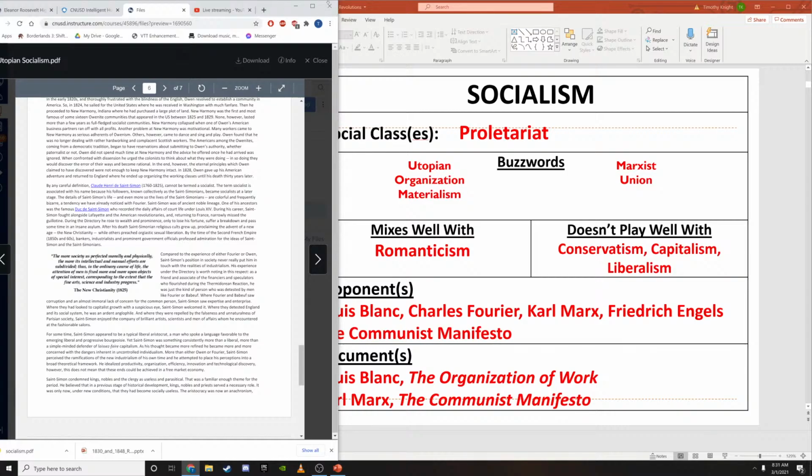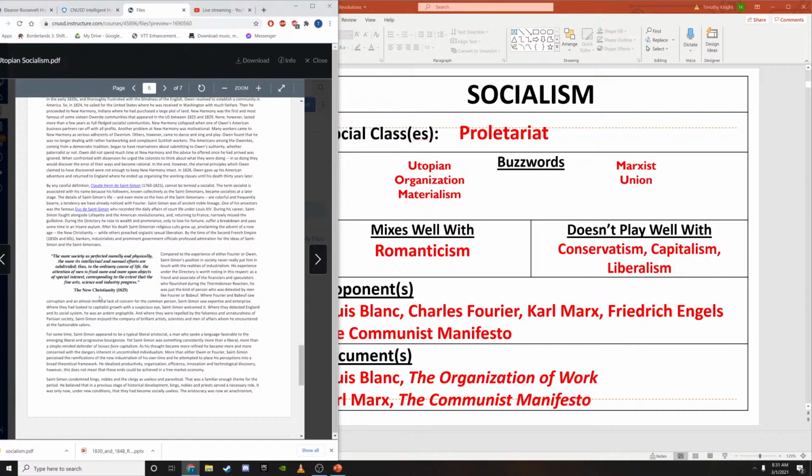Where Fourier and Babeuf saw corruption and an almost immoral lack of concern for the common person, Saint-Simon saw expertise and enterprise. Where they had looked to capitalist growth with a suspicious eye, Saint-Simon welcomed it. Where they detested England and its social system, he was an ardent Anglophile, meaning he loved England. And where they were repelled by the falseness and unnaturalness of Parisian society, Saint-Simon enjoyed the company of brilliant artists, scientists, and men of affairs whom he encountered at the fashionable salons.